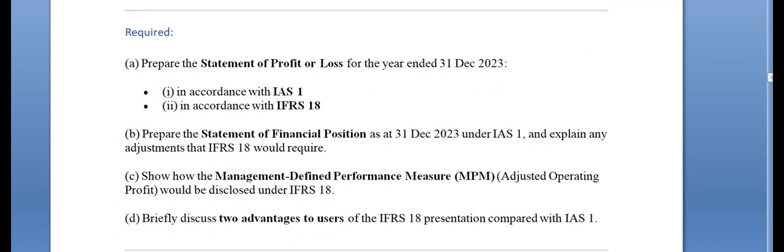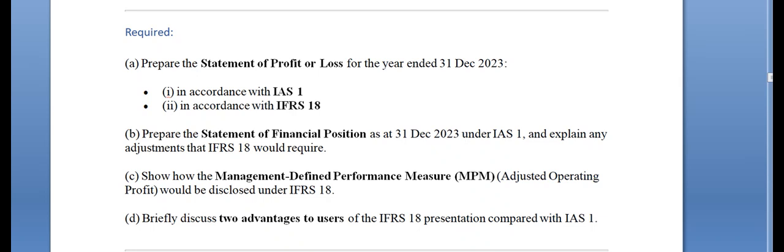Or let's look at the requirement. C: show how management-defined performance measure, that is adjusted operating profit, will be disclosed under IFRS 18. Please, this C is very, very important. How management-defined performance measure will be disclosed under IFRS 18. It's very, very simple. That's where you have your earnings before interest and tax, you add back depreciation and all the other items. You see how they do it.